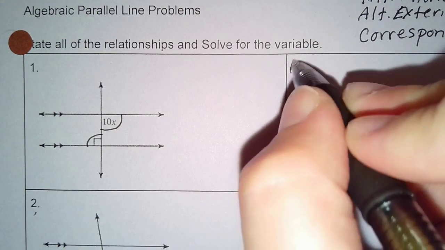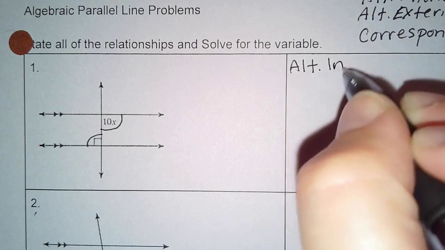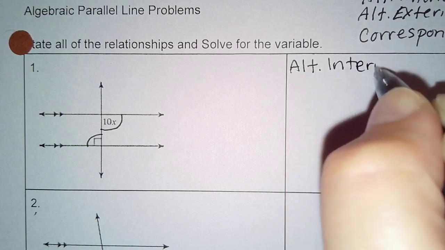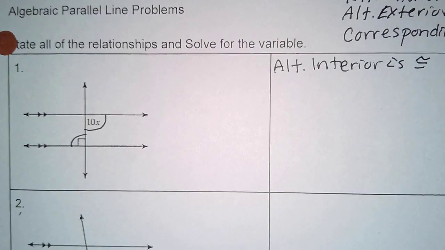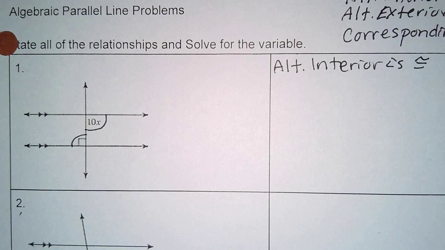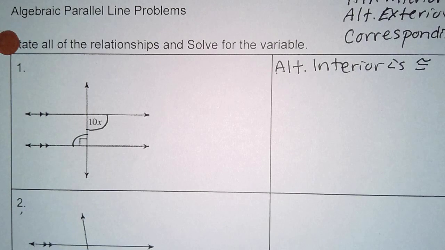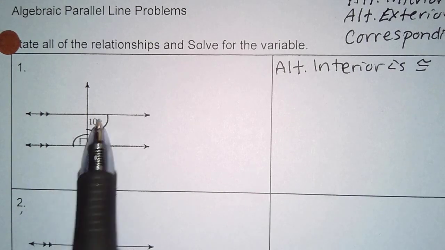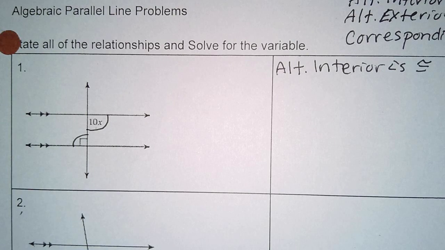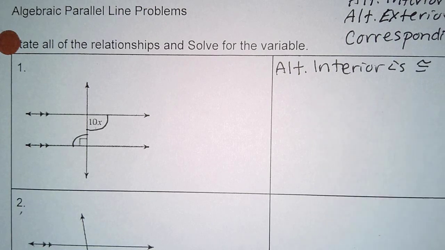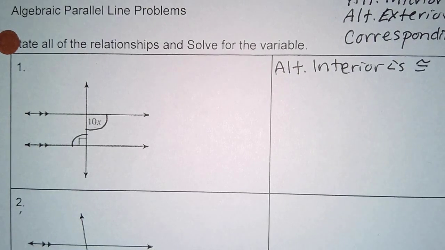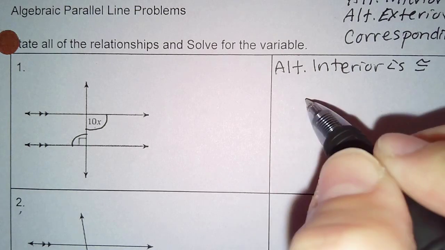Alternate interior angles. So they are congruent. So I'm going to set them equal to each other. In your proofs next class, you have to list the relationship. And then we would go a step further and have these angles with numbers like 4 and 5. We would say measurement of angle 4 equals measurement of angle 5. Why? Alternate interior angle theorem. So let's set them equal.